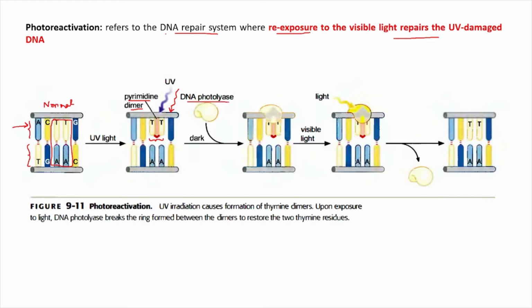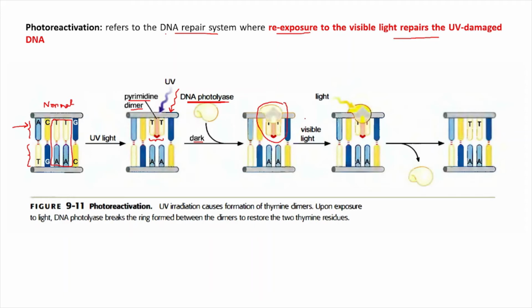Now, what happens if DNA photolyase comes? This is the enzyme which is involved in photoreactivation repair. Now this enzyme comes under dark and sits on the region where this dimer formation has happened. Okay, so it sits on this region.